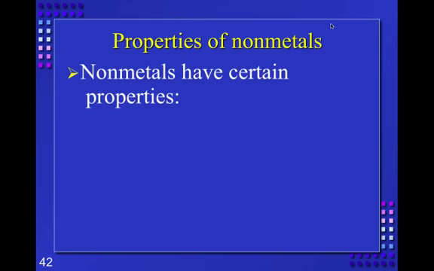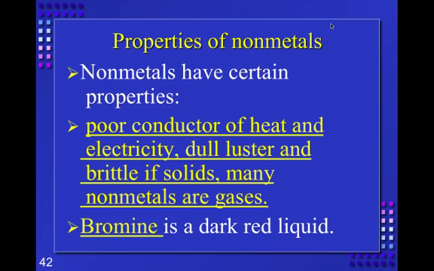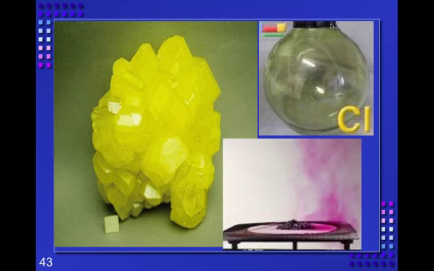Properties of nonmetals. Nonmetals have certain properties as well. They are poor conductors of heat and electricity. They typically have a dull luster. Most of them are gases. They're brittle if they are solids. Little chalky type looking things. The only liquid is bromine, and it's a dark red liquid.